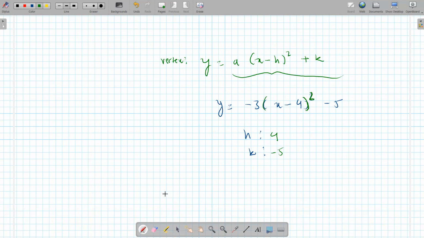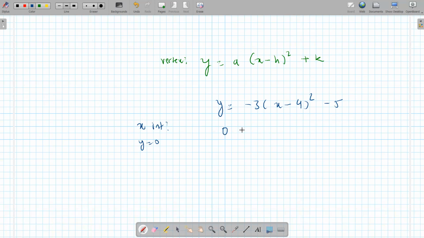Let's find the x-intercepts, because now it's more difficult to find x-intercepts because it's not in the factored form. Given this equation, which we know is in vertex form, how do you find the x-intercepts? To find the x-intercept of any equation, doesn't matter what it is, you're going to set y equal to 0. Same thing as finding the y-intercept. To find the y-intercept, doesn't matter what the equation is, you're going to set x equal to 0.